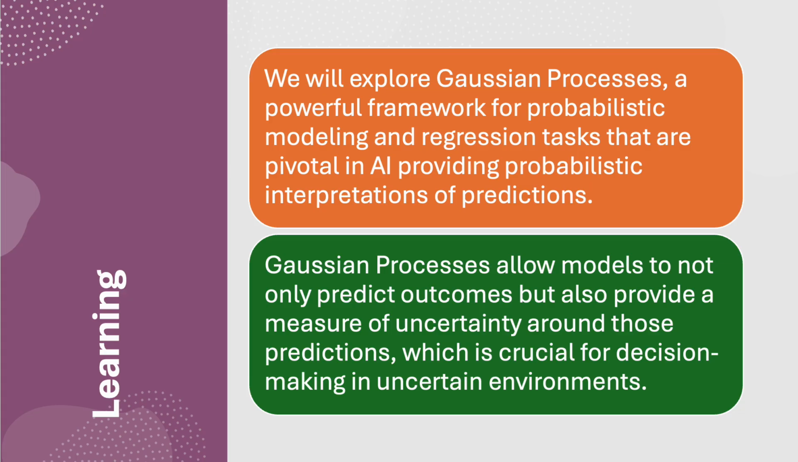We will explore in more depth Gaussian processes, a powerful framework, as we have discussed in the earlier Lecture 5, for probabilistic modeling and regression tasks that are pivotal in AI, providing probabilistic interpretation of predictions. Gaussian processes allow models to not only predict outcomes but also provide a measure of uncertainty around those predictions, which is crucial for decision making in uncertain environments.